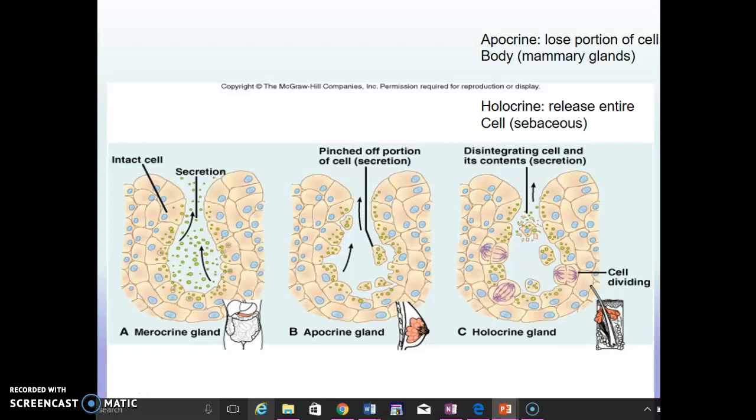Merocrine secretions are merely simple secretions from the cell. An example would be the pancreas. Apocrine secretions secrete part of the cell. A good example here are the mammary glands that secrete the breast milk. Holocrine glands secrete the whole cell, and these would be sebaceous glands. So as that secretion is being exuded, the entire cell is released.